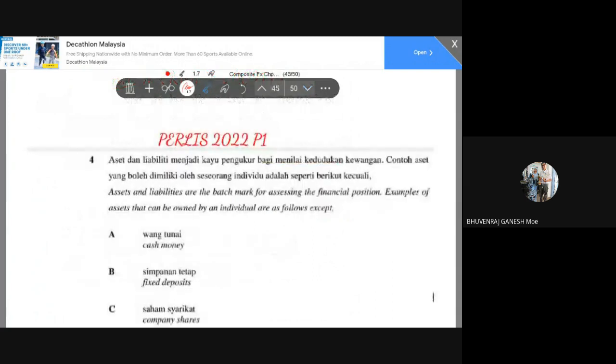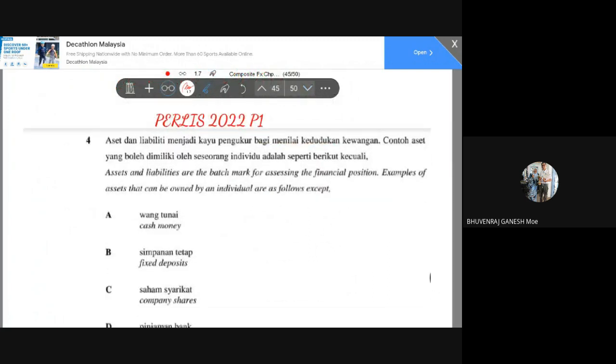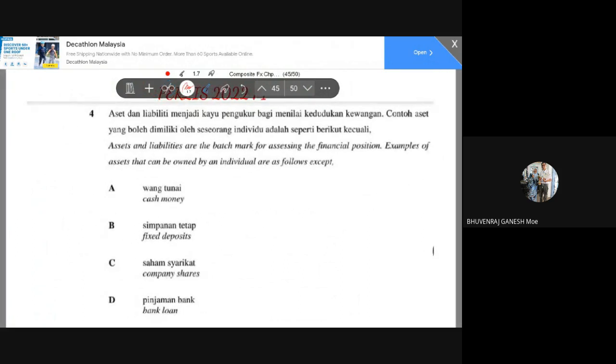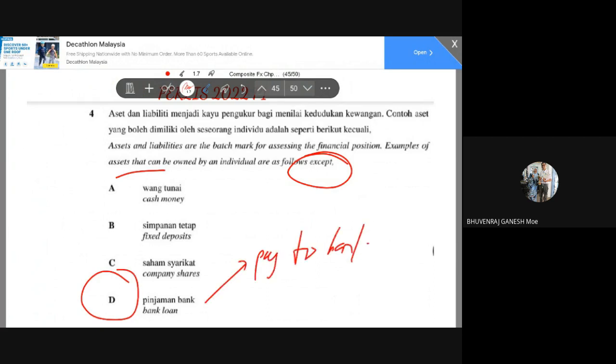So next, police. This one is 2022 already, so you can read this. Assets and liability. Example of assets. So they want except. Remember, careful. Except assets, so you're going to find the liability, that means bank loan, D. Yeah, correct. Good. Because a loan is a liability, you've got to pay to the bank. So yeah, it's a good question also.